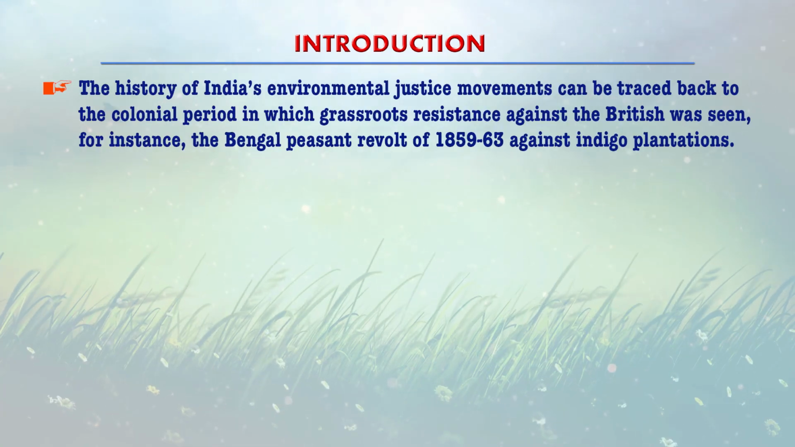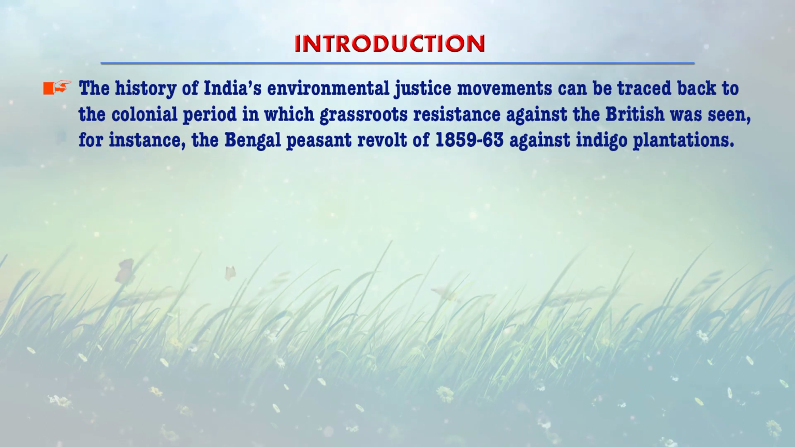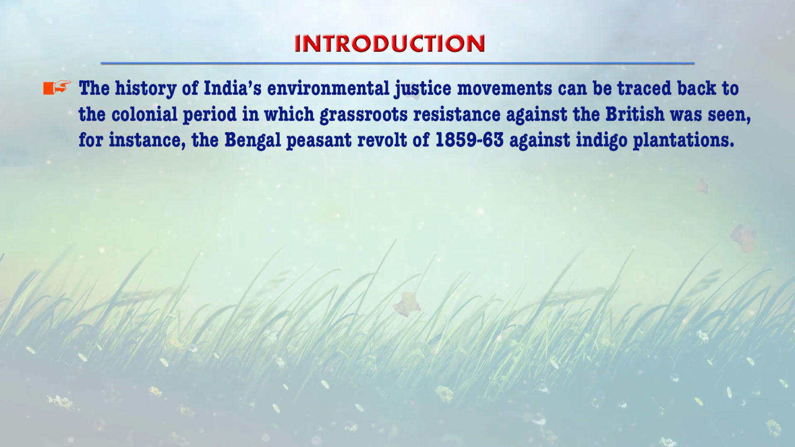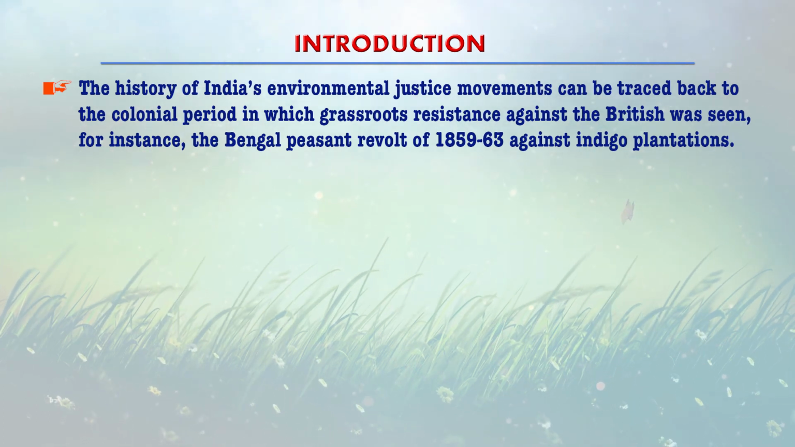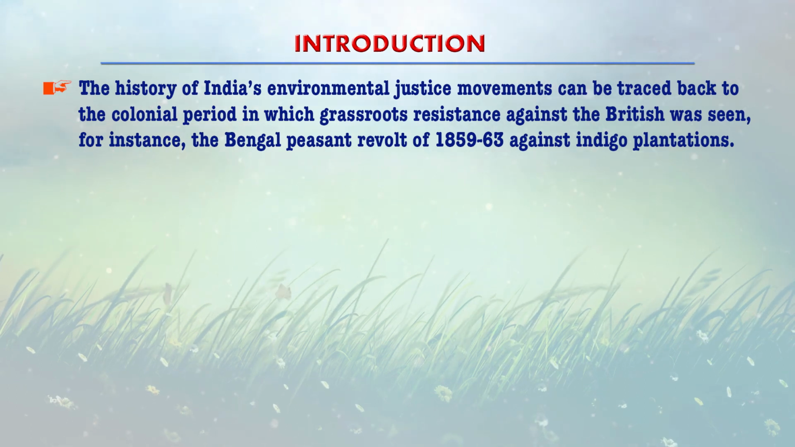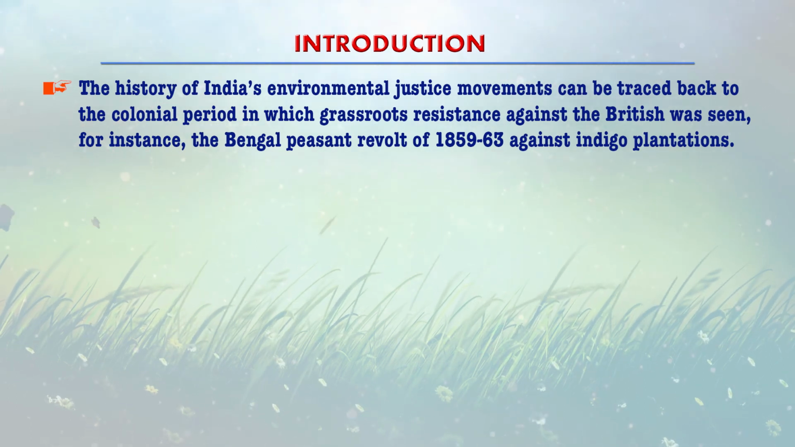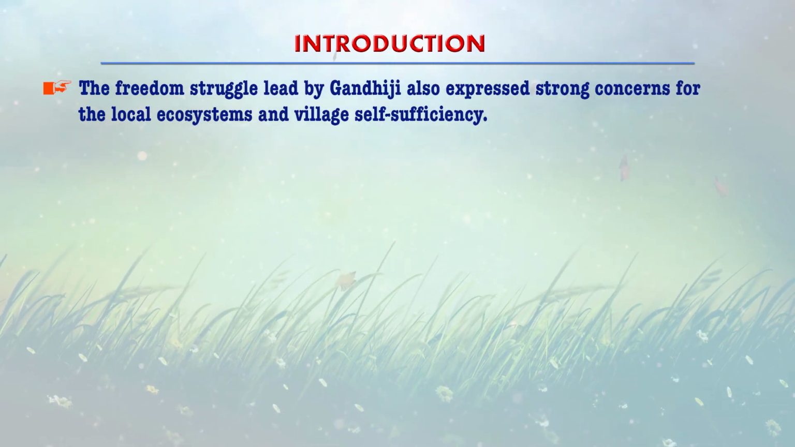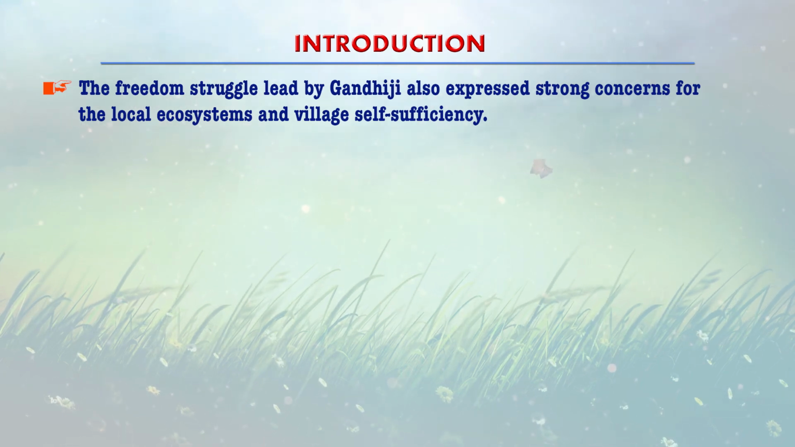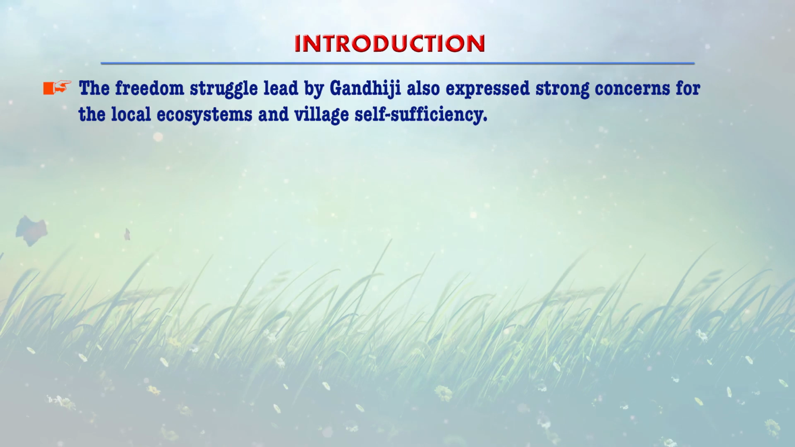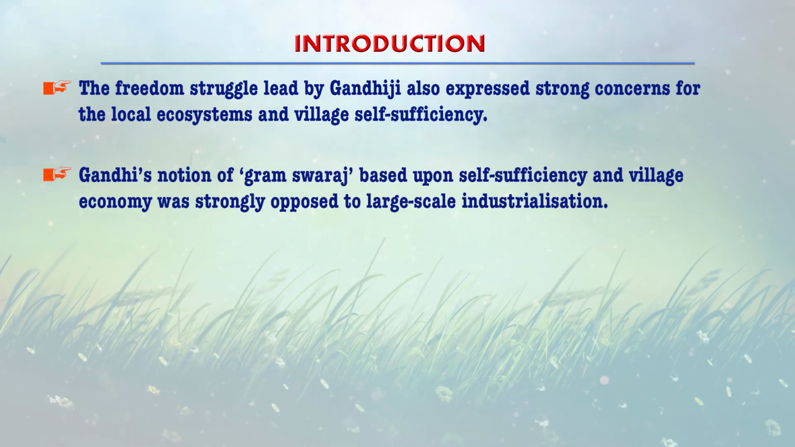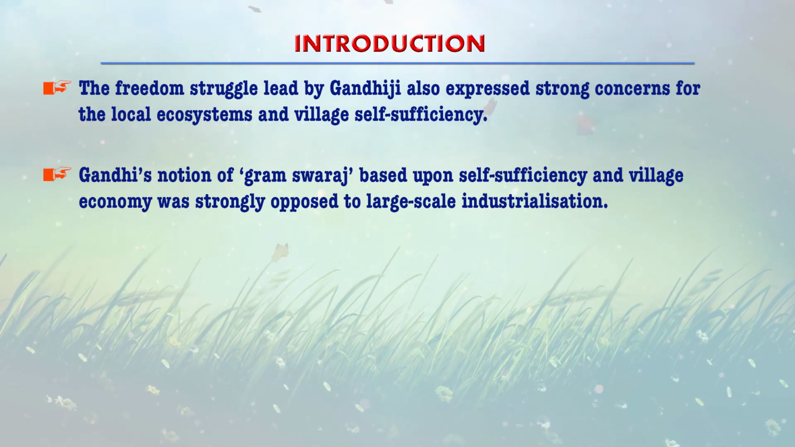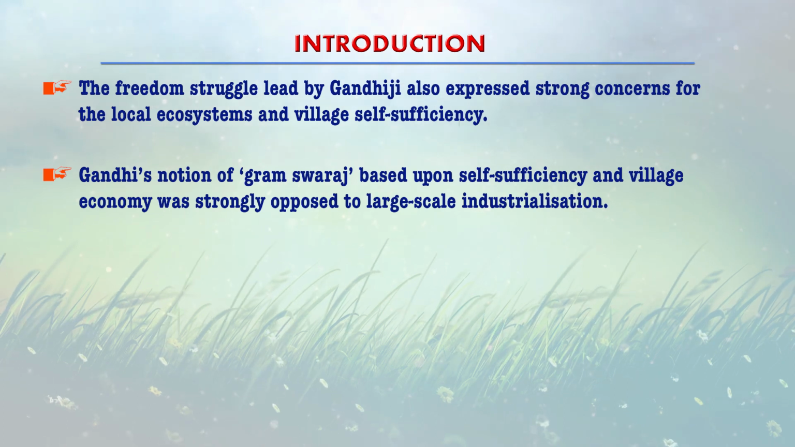The history of India's environmental justice movements can be traced back to the colonial period, in which grassroots resistance against the British was seen. For instance, in the Bengal Peasant Revolt of 1859 to 1863 against indigo plantations. The freedom struggle led by Gandhiji also expressed strong concerns for the local ecosystems and village self-sufficiency. Indeed, Gandhi's notion of Gram Swaraj, which was based upon self-sufficiency and village economy, was strongly opposed to large-scale industrialization.